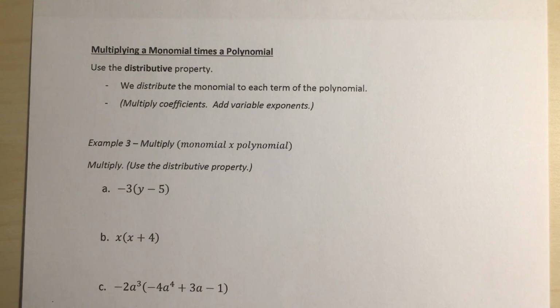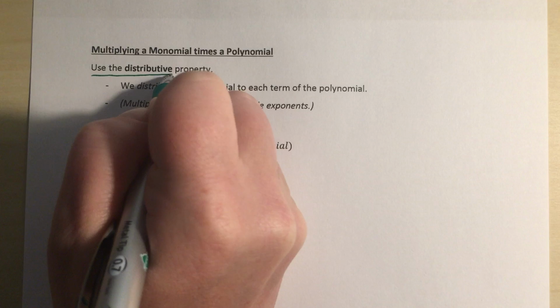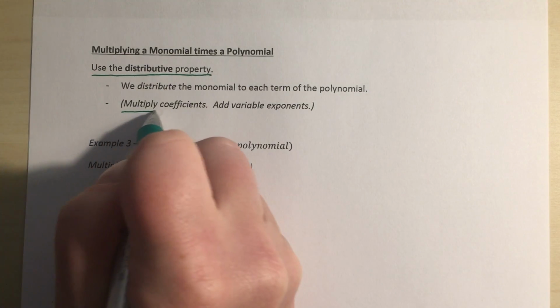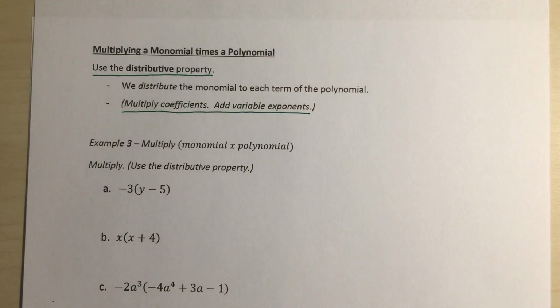Next, we're going to work through multiplying a monomial times a polynomial. As we go through these problems, we're thinking about two key things. We're thinking about using our distributive property. Right? So whatever we have out front, our monomial, is going to be distributed to each term of our polynomial. And as we are going through and doing this, just like we did in a previous example, we're going to multiply our coefficients and add our variable exponents.